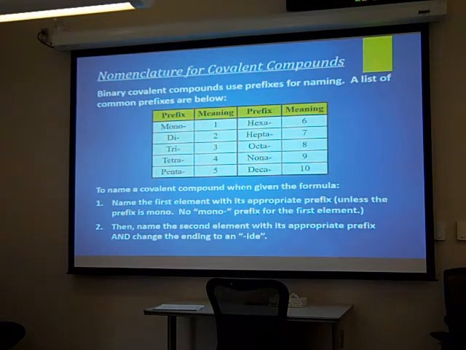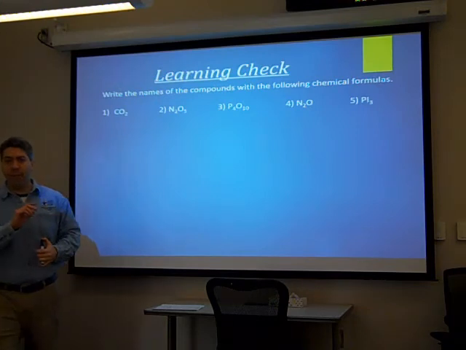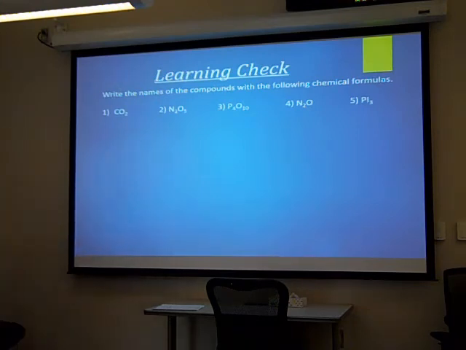Except when you have oxygen, you do drop the A. Normally you'd say, oh, it would be tetraoxide, but it turns out that whenever you have oxygen, you drop the A, and it's just tetroxide. Kind of like one of those weird rules. Fortunately, like I said, this is pretty easy to pick up with a little practice and you'll have it down. Let's have you practice naming these compounds using their appropriate prefixes.